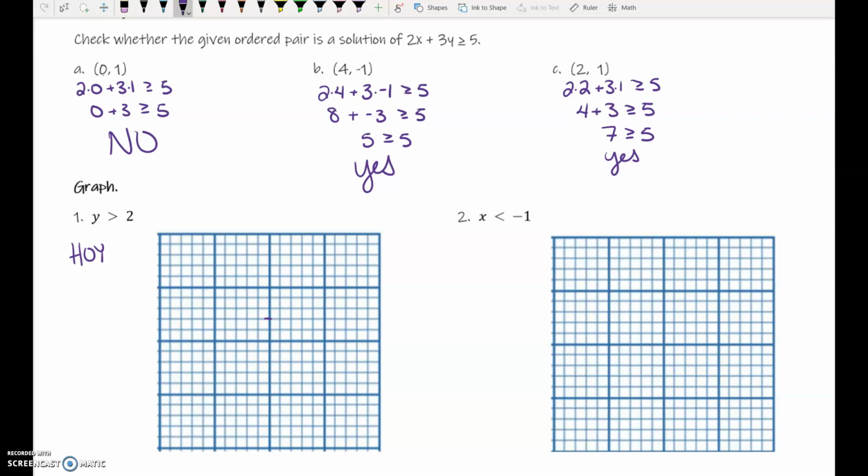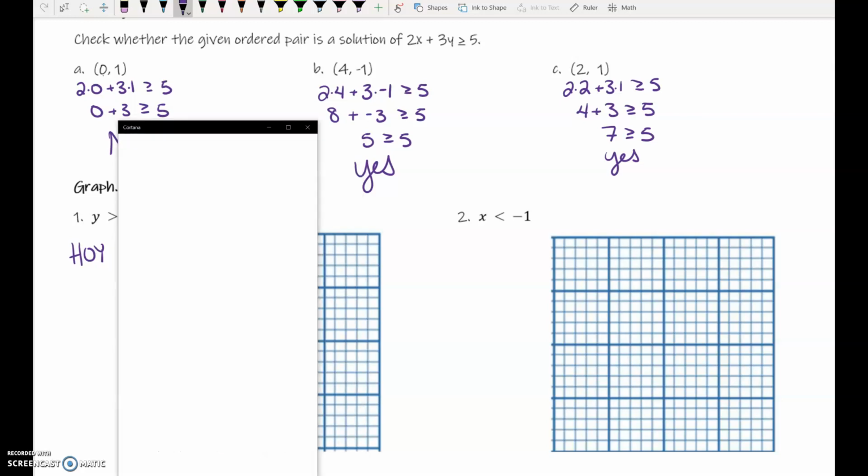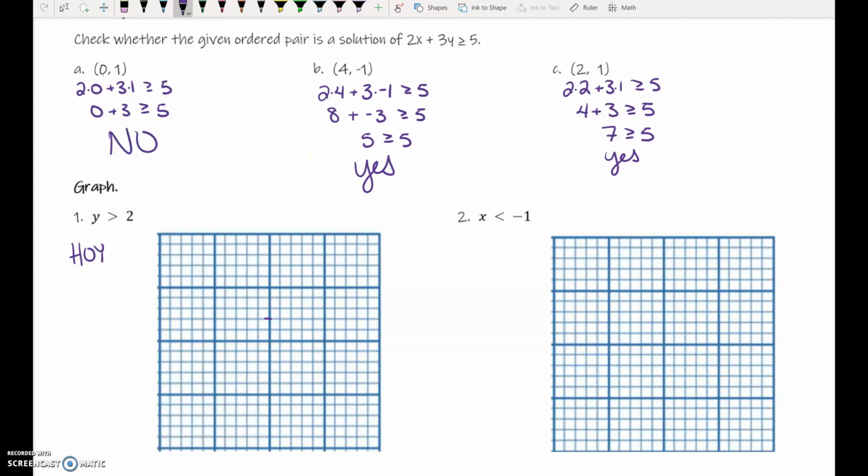But before we draw the line in, I want you to think about, should this line be solid or dashed? If we have greater than or less than, we want to do a dashed line. If we have greater than or equal to or less than or equal to, we want a solid line. And I'll explain why in just a second. So this is greater than, we want a dashed line.